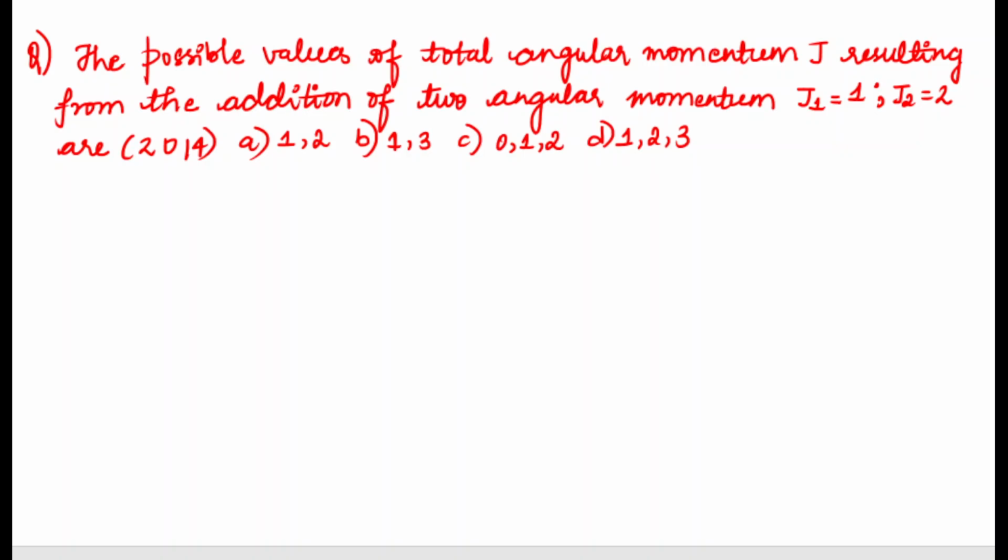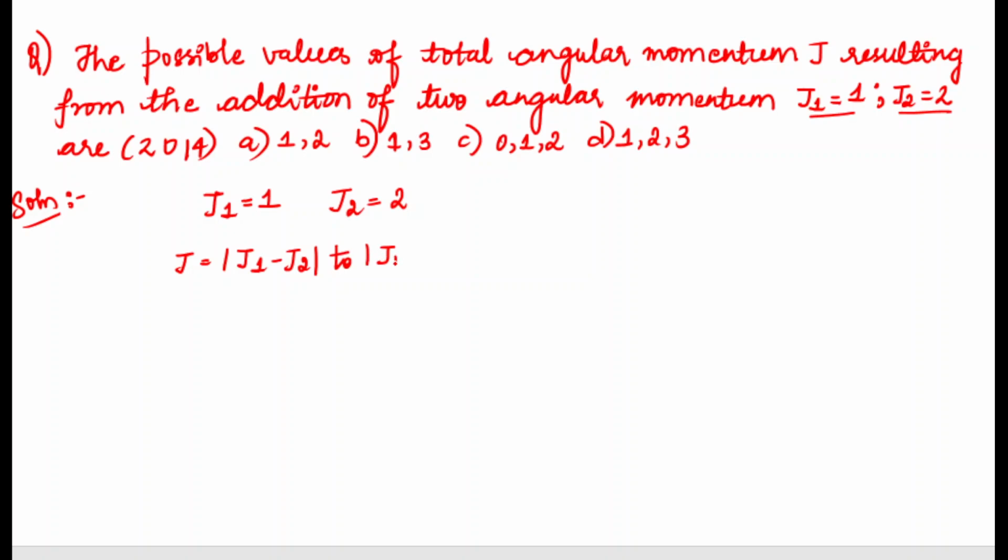What we have in this question: the possible values of the total angular momentum J resulting from the addition of two angular momenta, J1 and J2. This is quite an easy question which was asked in 2014. First write down the given terms. They have given J1 value to be 1 and J2 value to be 2. So what is the J value? J is the magnitude of J1 minus J2 to J1 plus J2. This is the formula.